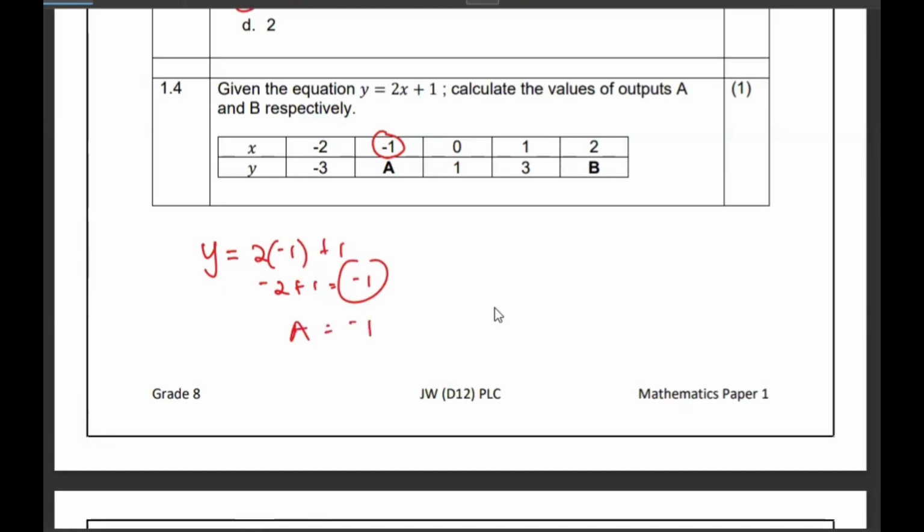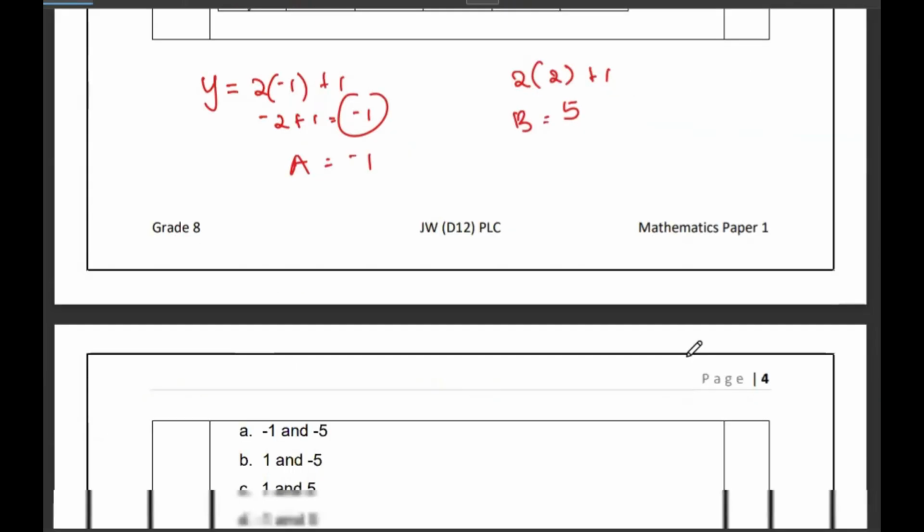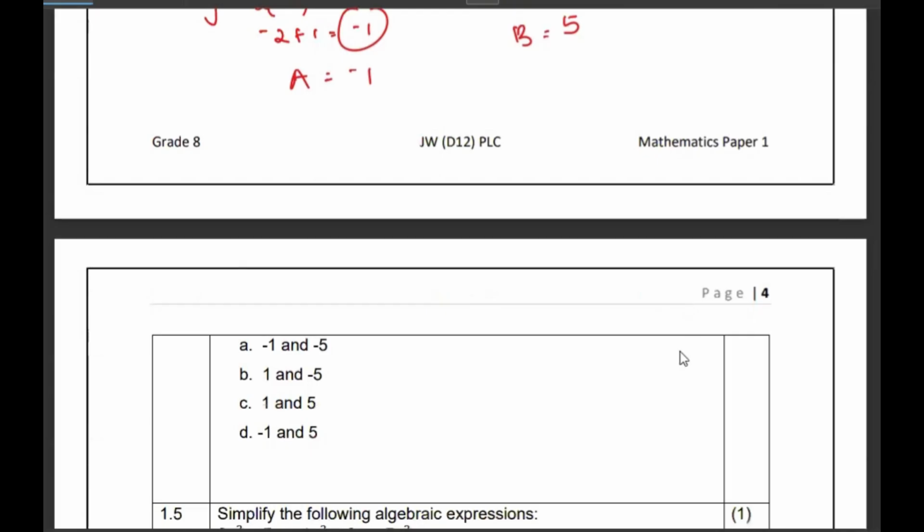With B, do the same thing. Where there is x, we put a 2. So 2 times 2 plus 1, which gives us 5. So -1 and 5 is what we are looking for, which is option D.